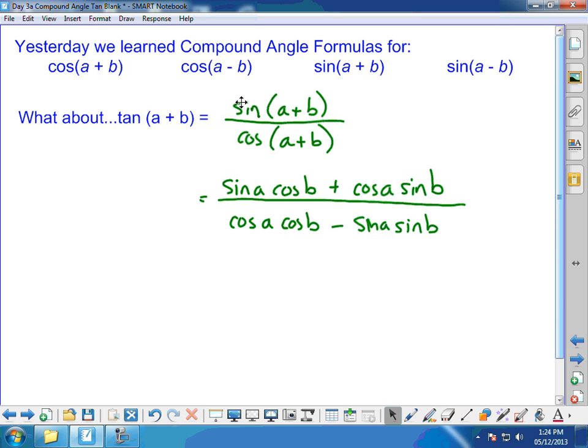Okay, so now we don't want to use that formula. That's way too much to memorize, and plus if you had to substitute in A and B, you'd have to substitute a ton of stuff. So we're going to try and simplify this into a much easier formula.